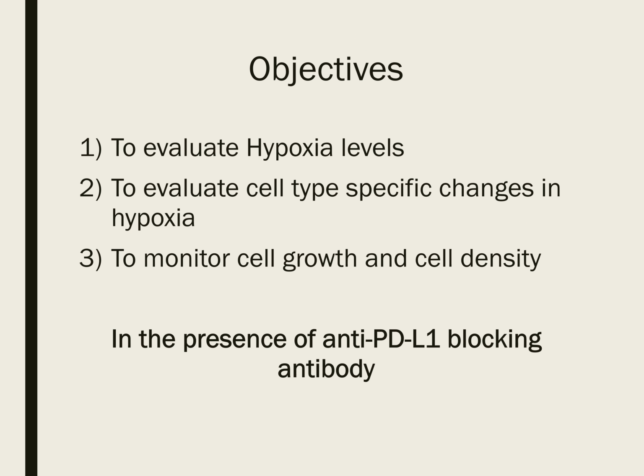So we had 3 main objectives. We of course wanted to evaluate hypoxia levels from our IgG control to our anti-PD-L1, as well as evaluating cell type specific changes in hypoxia, for example, specifically around the fibroblasts or the tumor cells. Our final objective was to monitor cell growth and cell density, and all of this was of course in the presence of an anti-PD-L1 blocking antibody.